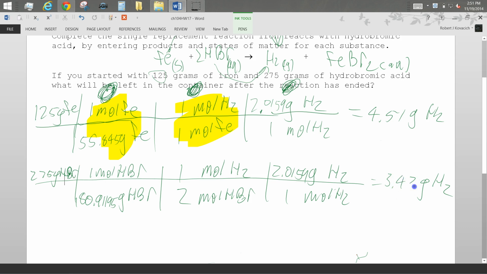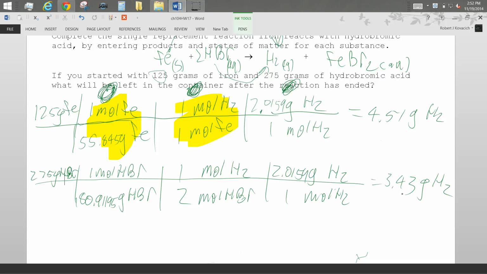3.43. Great. Okay. First off, what did this assume? That you had enough iron. So the first one assumed I had enough of the hydrobromic acid. The next one's assuming I have enough of the iron. Which one of those assumptions was correct? The second one. We did not have enough hydrobromic acid. We had enough iron.